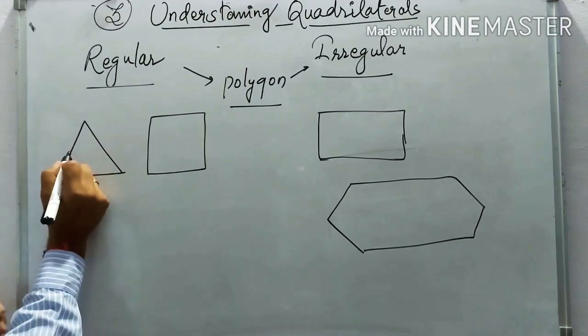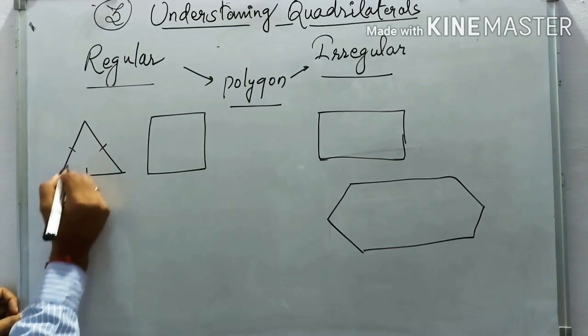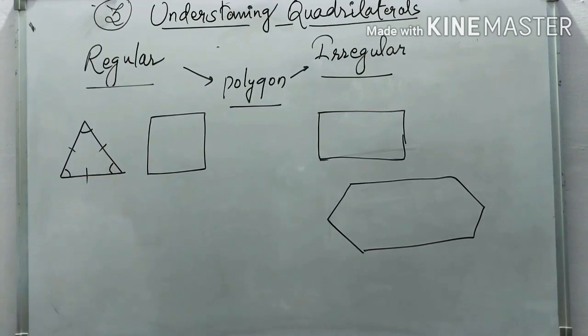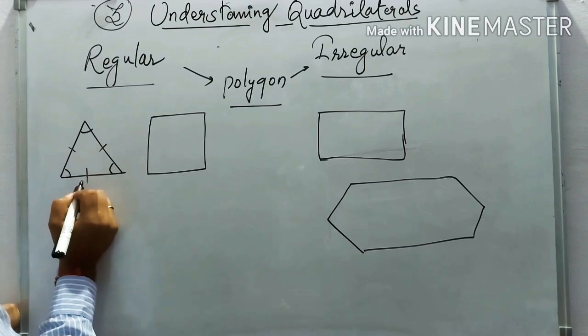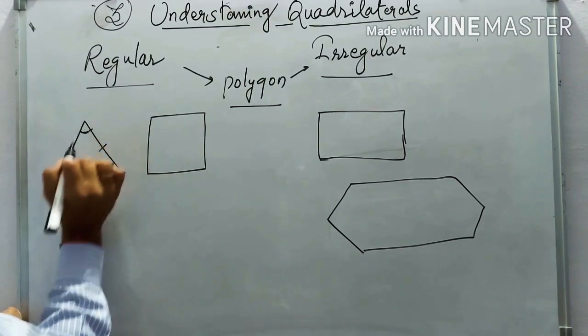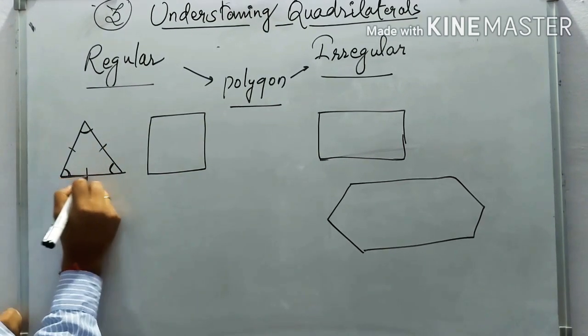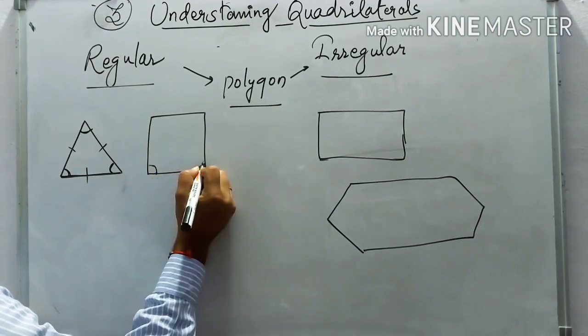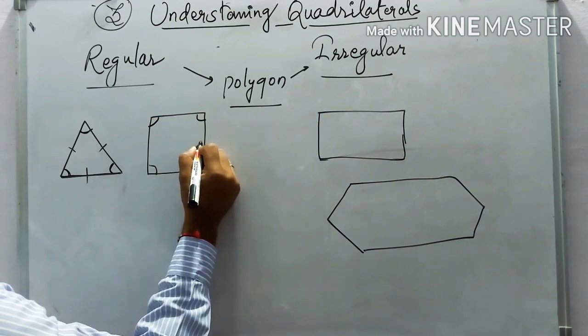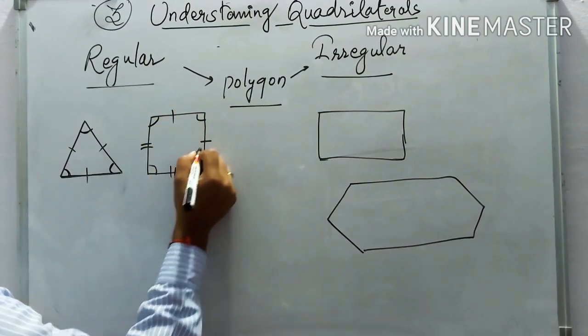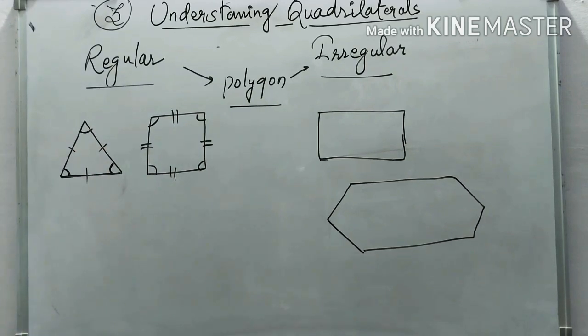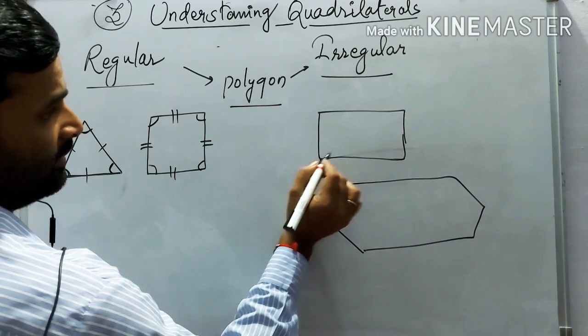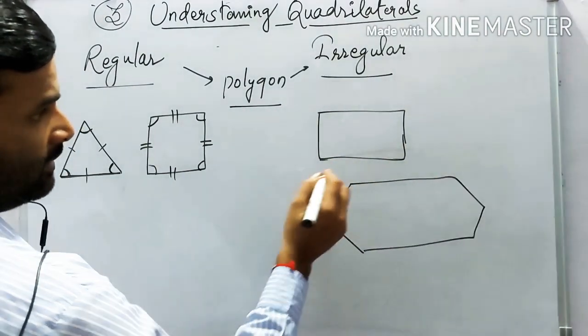A regular polygon is one in which all sides are equal and all angles are equal. In this polygon all sides are equal and all angles are equal. For example, an equilateral triangle, and second, the square, in which all angles are 90 degrees and all sides are equal. This type of polygon is called a regular polygon. Here the first is a triangle, and the first quadrilateral is called the square.